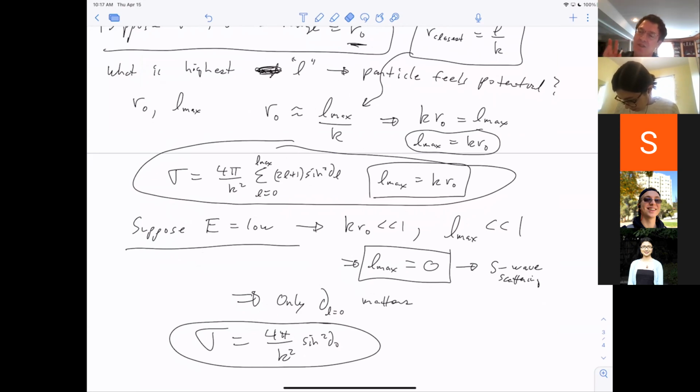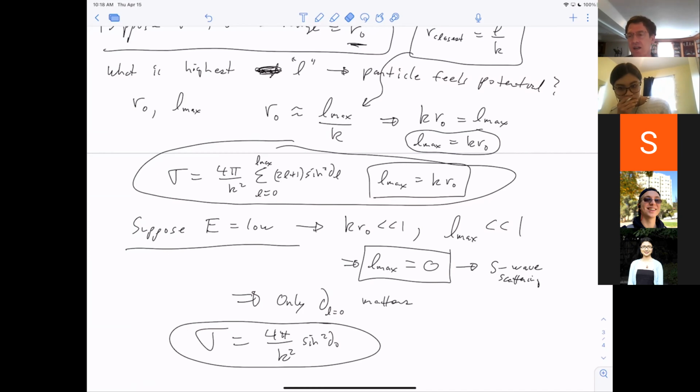Now I'll ask all of you a question. Suppose that this K R naught was 1.3. So that means now we have to sum the phase shifts up to L equals 1, okay? And suppose for some reason the L equals 0 phase shift was 0, but the L equals 1 phase shift was important, you know, when you solve the Schrodinger equation, who knows why. But suppose the L equals 1 phase shift was dominant.